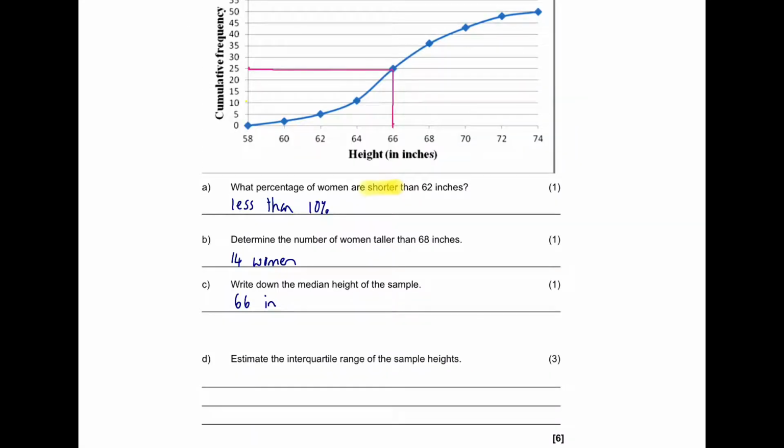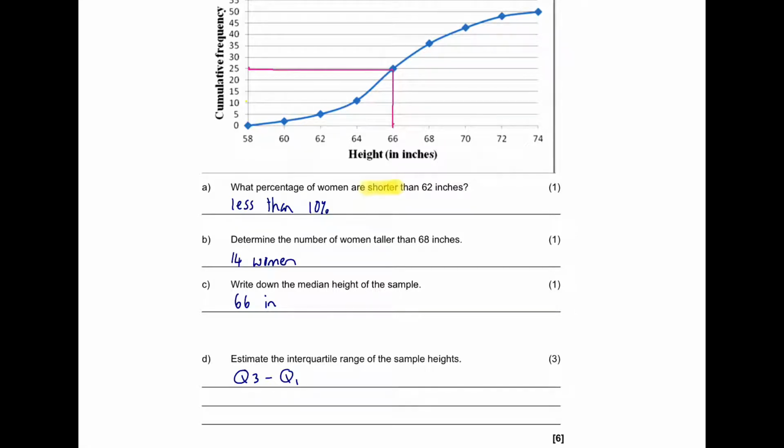Question D, estimate the interquartile range of the sample heights. Now remember, it's saying estimate because we can't read it off exactly. We're estimating as best as possible on the graph that they've given us. We haven't got actual figures. So we know that the interquartile range is quartile 3 minus quartile 1. So back to the graph we go. I'll use green this time.